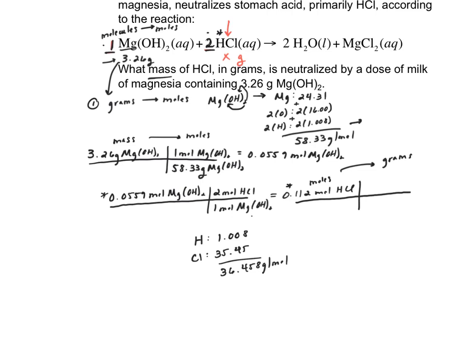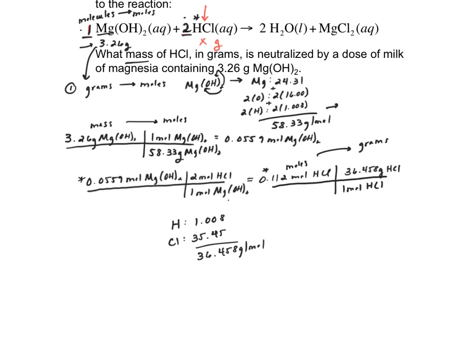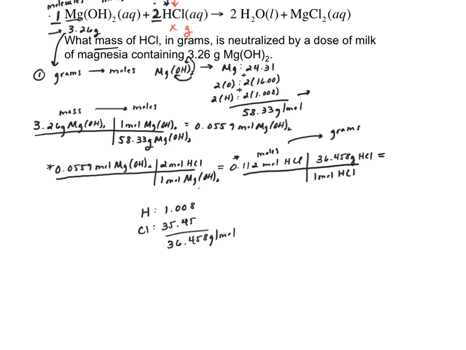For every 1 mole, we get 36.458. We're going to take our moles, and to convert to grams, we multiply by the molar mass. So for every 1 mole of HCl, there are 36.458 grams of HCl. When we multiply, it ends up with a mass of 4.08 grams of HCl. And that would be the answer to this question.